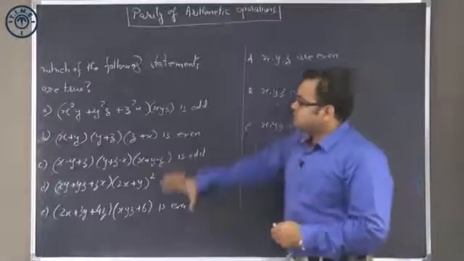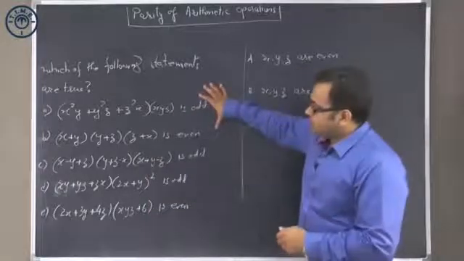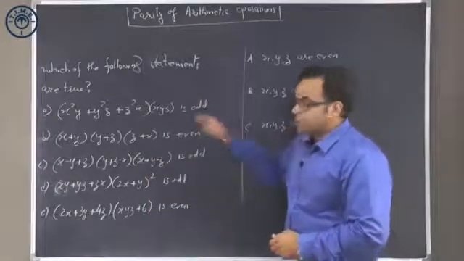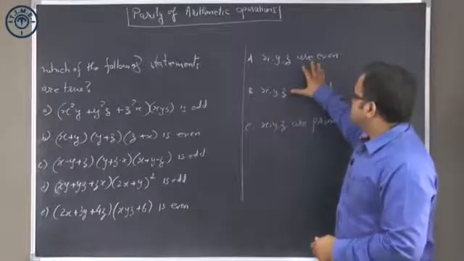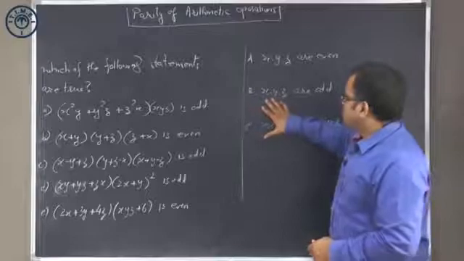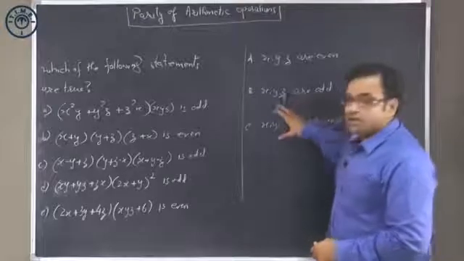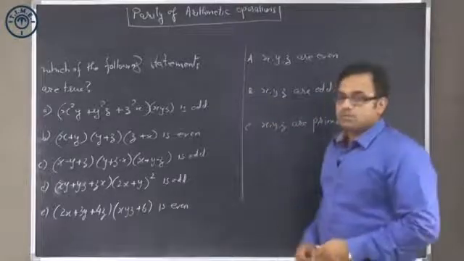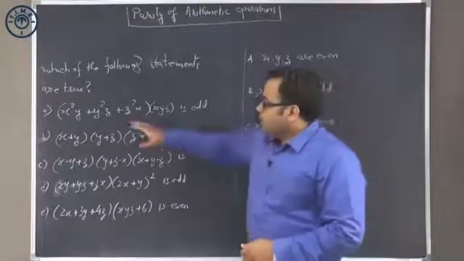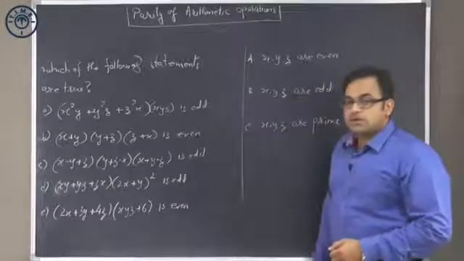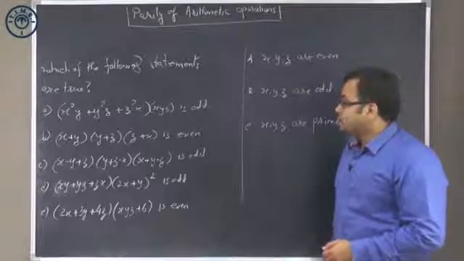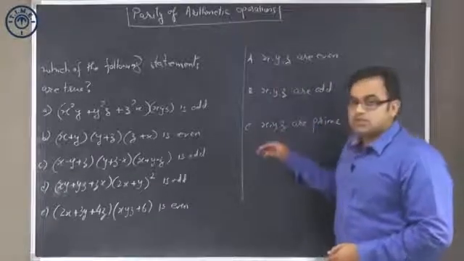Consider these 5 statements. We have to decide which of these statements are true given these additional cases A, B, C. In case A, X, Y, Z are even, case B, X, Y, Z are odd, and in case C, X, Y, Z are prime numbers. So these are the 5 statements that are given to us. Now let us see which of these statements would be true, depending upon each of these cases.